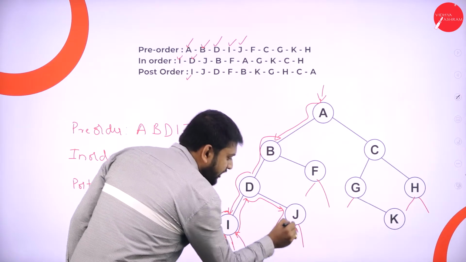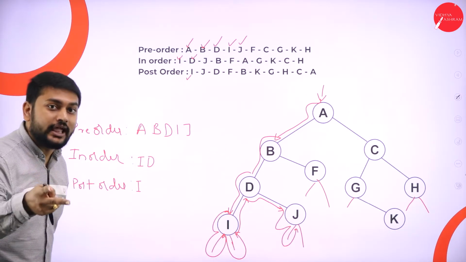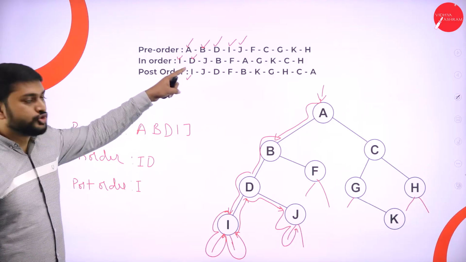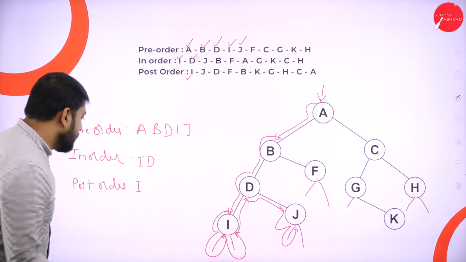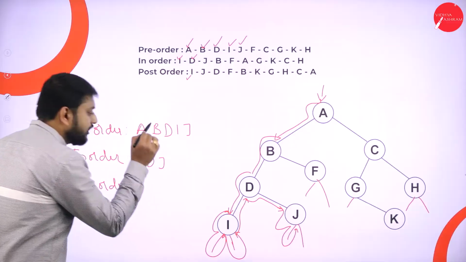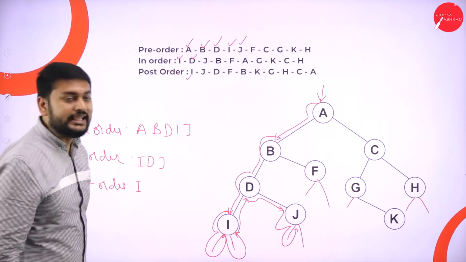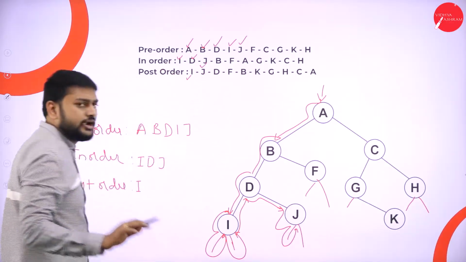Okay. So you are coming to this J for the second time. Second time in the sense what? It should go to the in order. So I have to write it in the in order. So observe D, I, D, J. So fine, we are done with that.